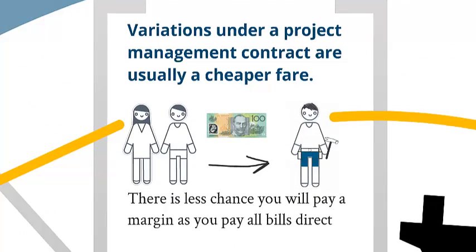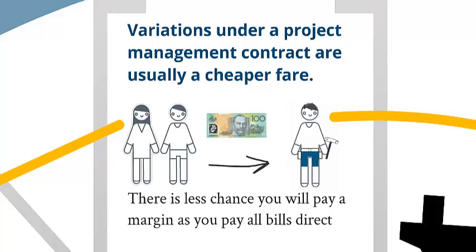Variations under a project management contract are usually cheaper, as more often than not there is no administration or documentation fee there, as you are paying all the bills directly to the subcontractors. There is less chance of you paying a margin on the individual parts of that variation.